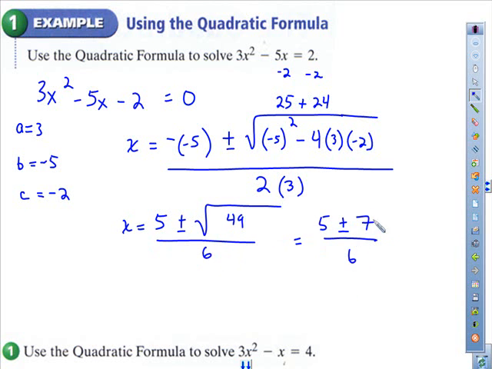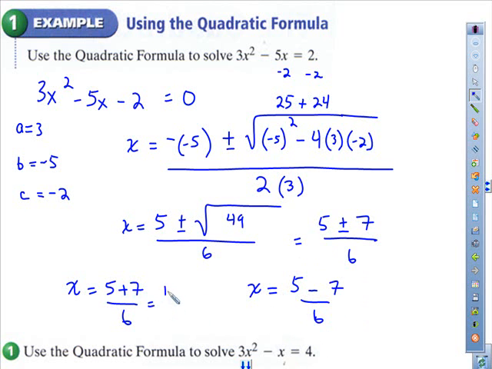And now, these two up here are like terms, so you have to split them up into two separate solutions. So x is going to equal 5 plus 7 over 6, and we'll continue simplifying this. And the second one, x is going to equal 5 minus 7 over 6. That's what the plus and minus means. It means that this can be separated into two separate parts that will give you two separate solutions.